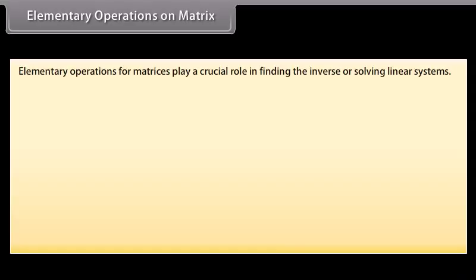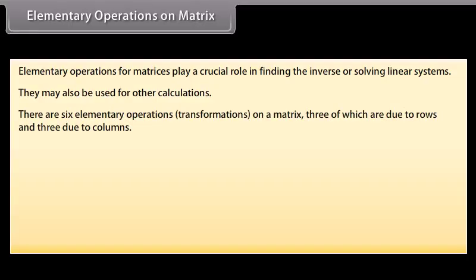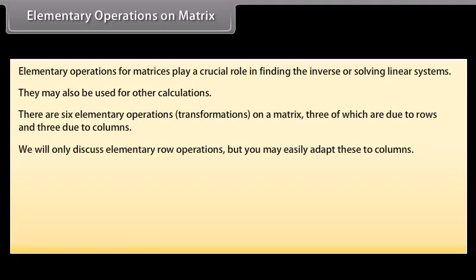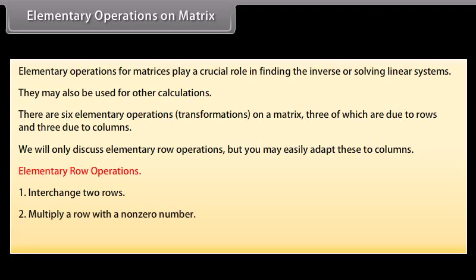Elementary operations on matrix. Elementary operations for matrices play a crucial role in finding the inverse or solving linear systems. They may also be used for other calculations. There are 6 elementary operations or transformations on a matrix, 3 of which are due to rows and 3 due to columns. We will only discuss elementary row operations, but you may easily adapt these to columns. Elementary row operations: interchange two rows, multiply a row with a non-zero number, add a row to another one multiplied by a number.